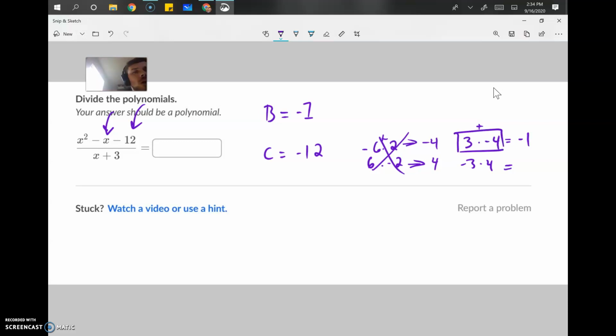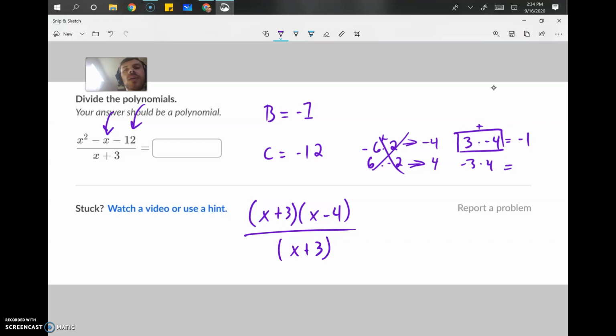Cool. So let's rewrite the quadratic in factored form. We know our factors are positive 3 and negative 4. So x plus 3, x minus 4. Awesome. We're dividing that by x plus 3. Anything in math divided by itself is always going to equal 1.